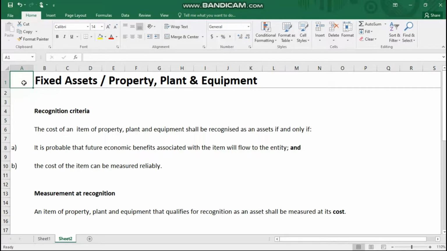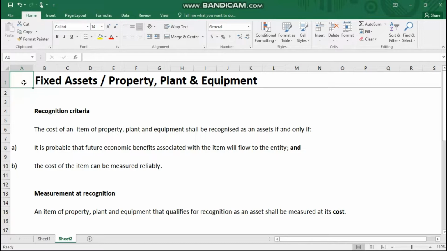So let's start. We discussed the definition of property, plant, and equipment. We all know that property, plant, and equipment are the tangible items that are held for use in the production and supply of goods or services, or for rental to others, or for administrative purposes, and they are expected to be used for more than one accounting period. That was the definition we saw for property, plant, and equipment.